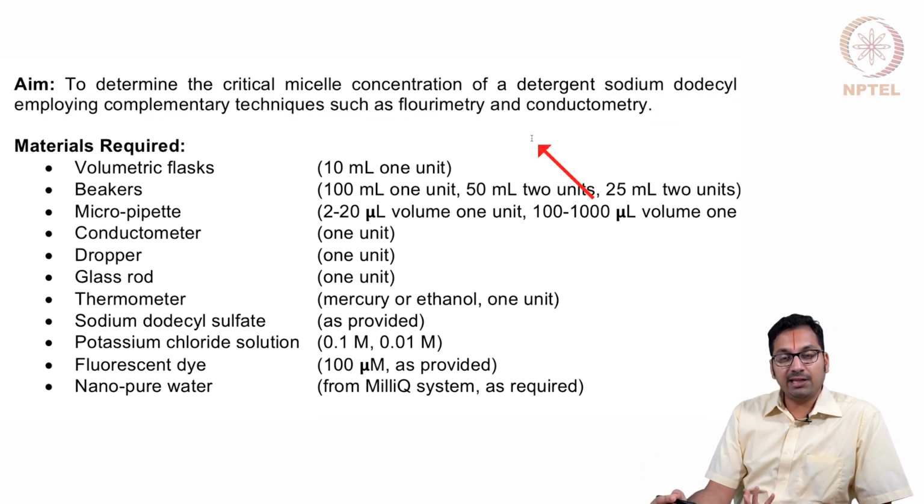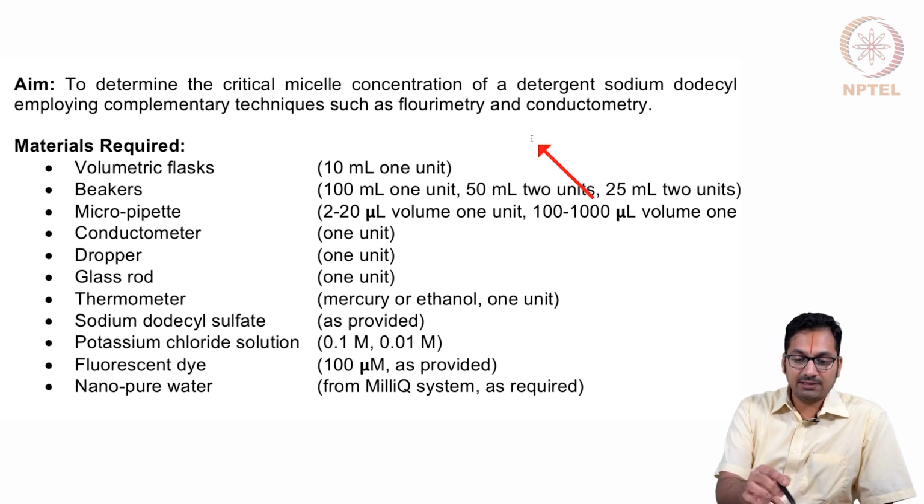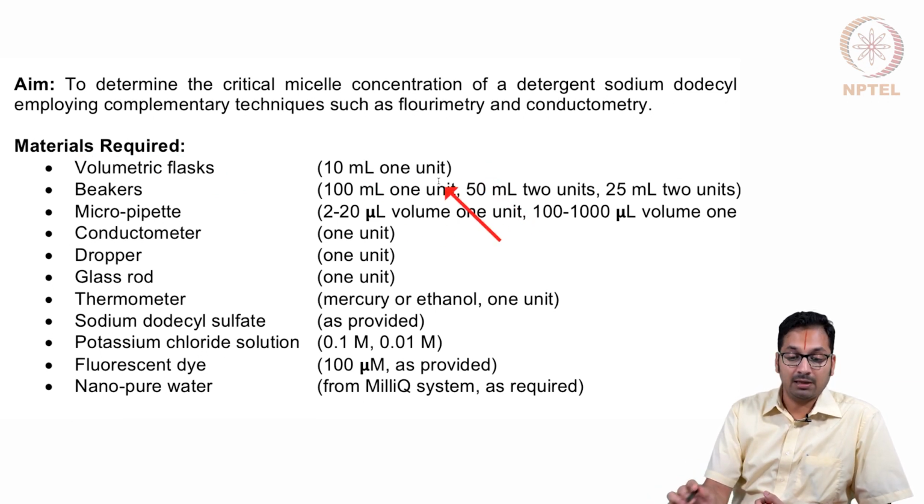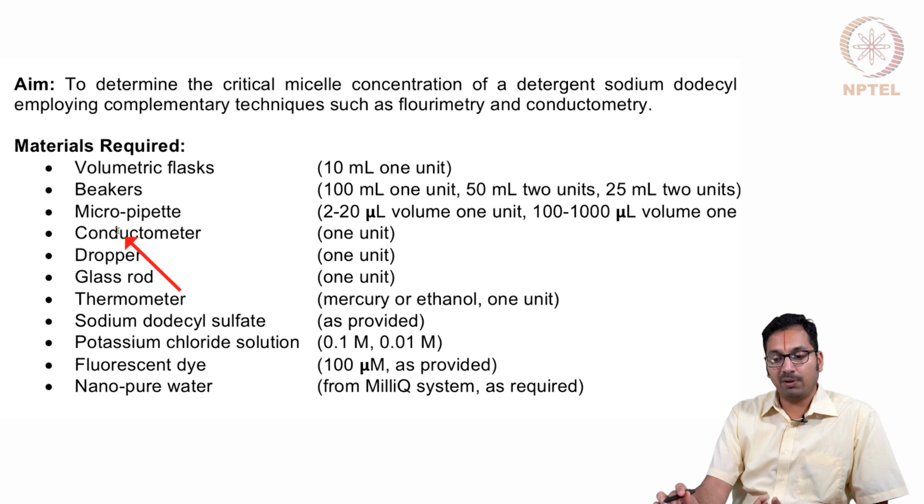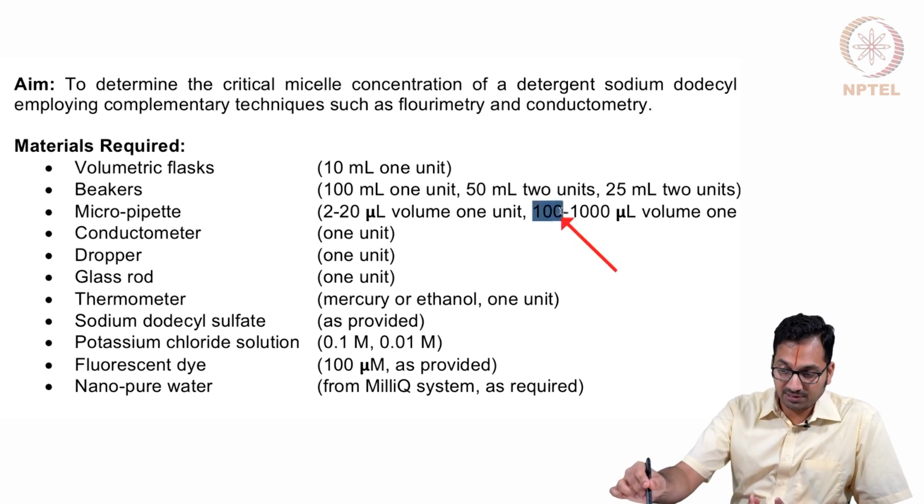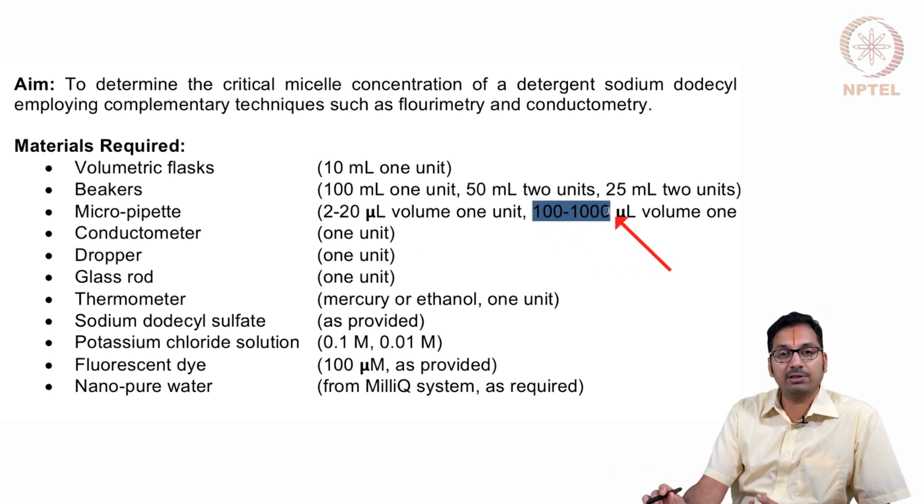And as always, whenever you are setting up an experiment, it's a good idea to have every small thing that you might end up using for the experiment clearly written out. In this case, you would need volumetric flasks. You would be using 1 unit of 10 ml volumetric flasks. Beakers, you would be having different volumes of beakers and different units of them. And a micropipette. Instead of the regular pipette we end up using with a rubber bulb, this one will be able to aliquot very small amounts of volume, such as something like 2 to 20 microliters quite accurately and precisely, and also something between 100 microliters to 1000 microliters accurately and precisely.